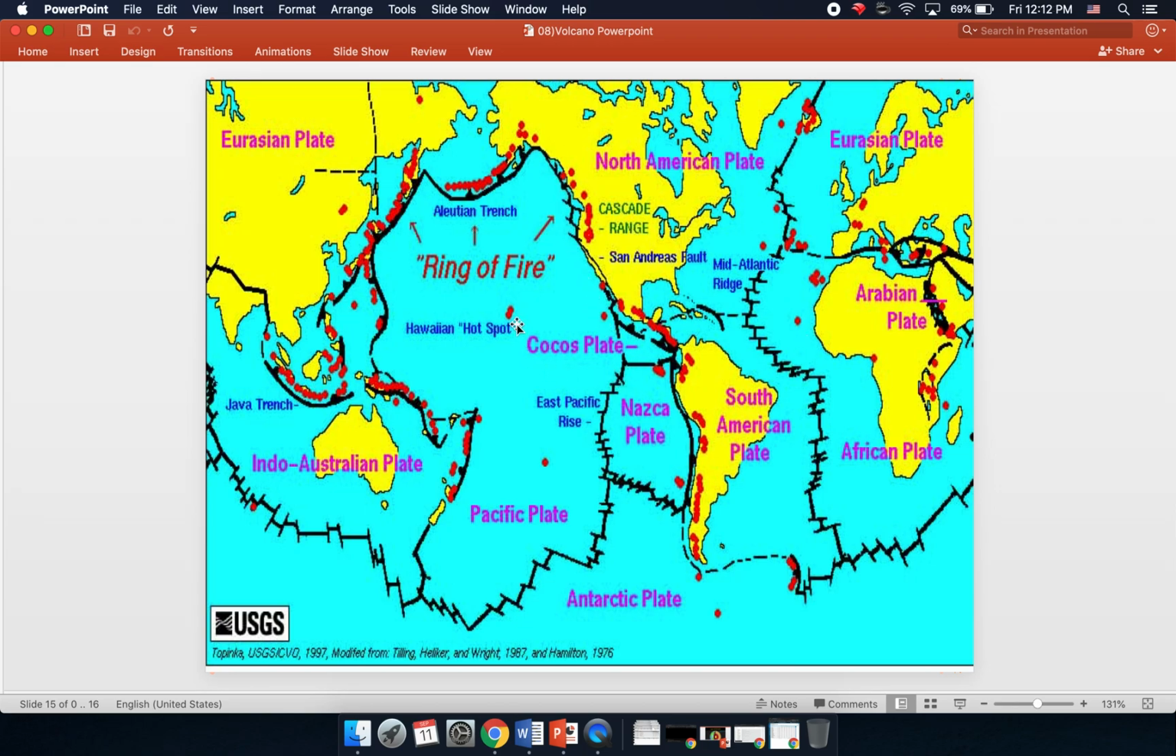But notice, we do also have these hot spots. We have some of these areas of volcanic activity that are not on plate boundaries. Okay, so keep that in mind. Not all volcanoes are on plate boundaries, but they do most often occur along convergent and divergent plate boundaries.